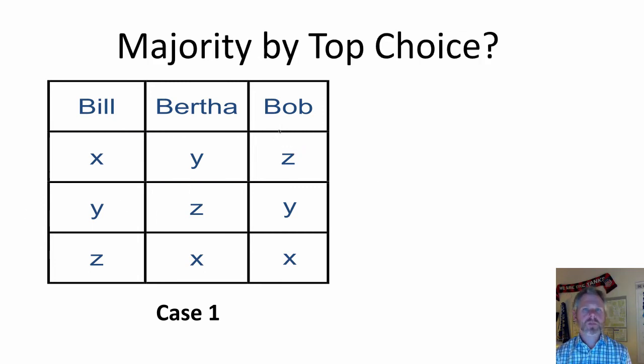All right. What about majority rule by the top choice? In other words, everybody writes down your top choice, and if one of those things gets a majority, meaning half plus 1, so half would be 1.5. So if it gets over 1.5 votes, it wins. Well, Bill votes for X, Bertha votes for Y, Bob votes for Z. Nothing gets more than 1.5 votes. So again, as with unanimity rule, majority rule by top choice also does not give us an outcome.